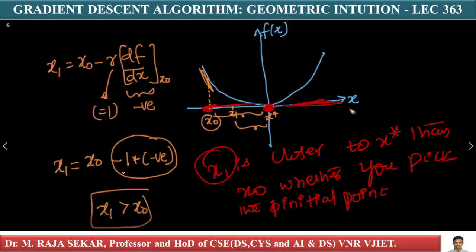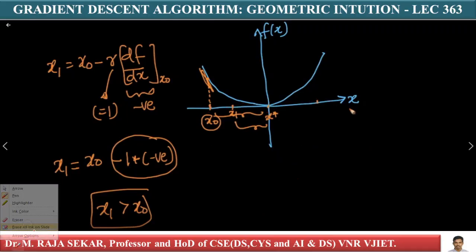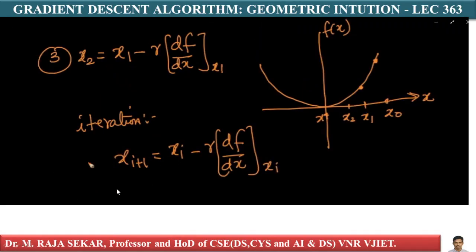In our second step, what we did is basically we got our x1, isn't it? Since we got our x1, let's draw the function again. Anyway, we have a function, isn't it? Now I have x1. How can I find x2? What is the formula for finding x2? x2 equal to x1 minus r into df by dx at x1.